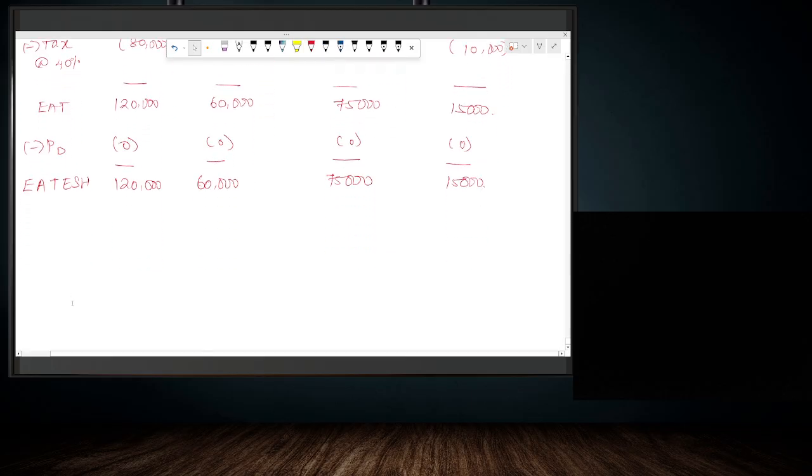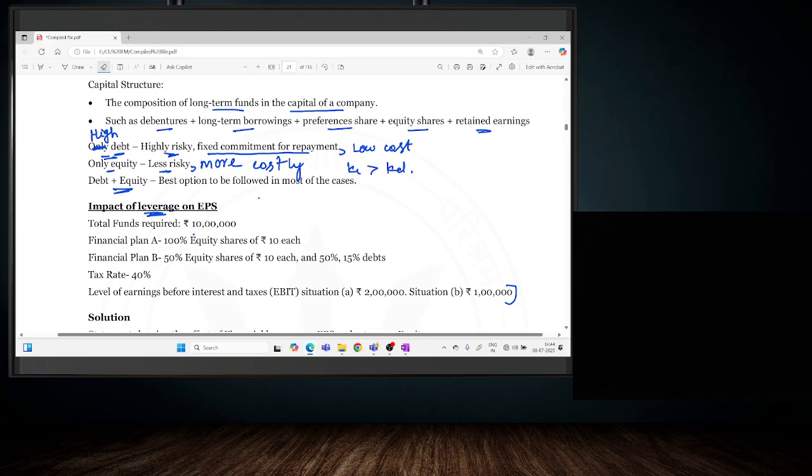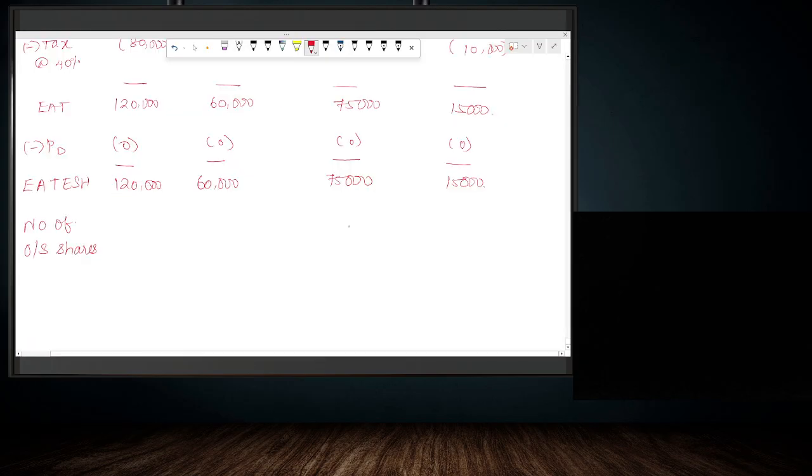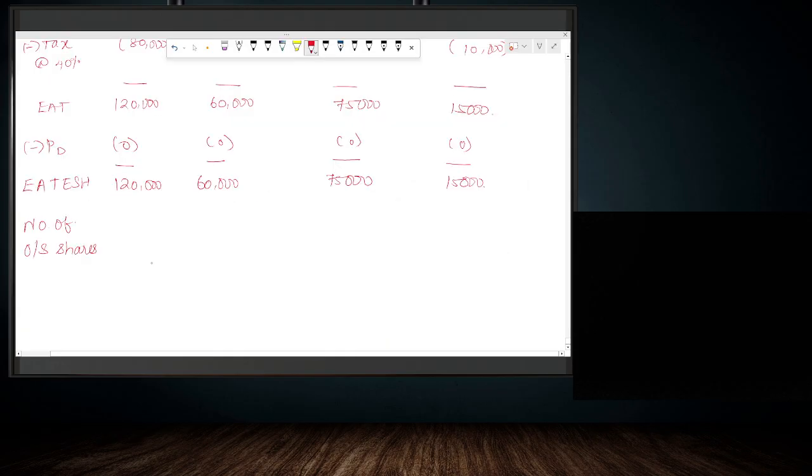Now listen, earnings available to equity shareholders should be divided by number of outstanding shares. So under plan A, how many rupees of equity share capital is raised? Plan A, what is the amount of equity share capital raised? 10 lakh. So assume face value of rupees 10 per share. What is the number of outstanding shares? Here 10 lakh divided by 10, 1 lakh. Then 1 lakh here also.